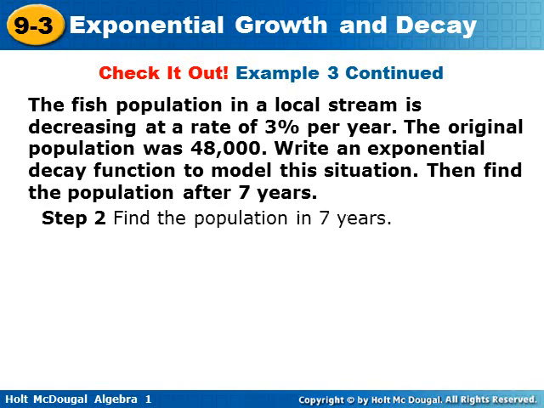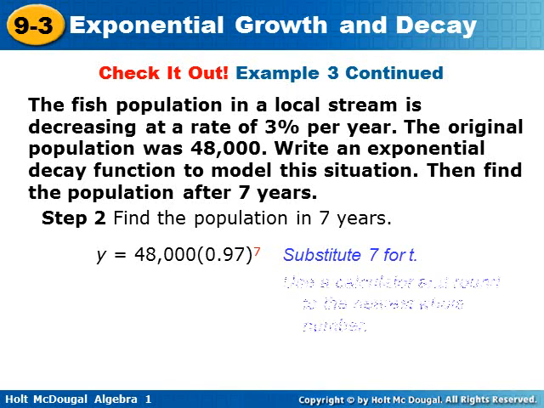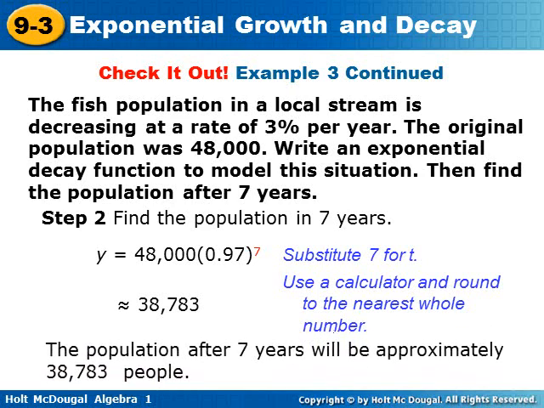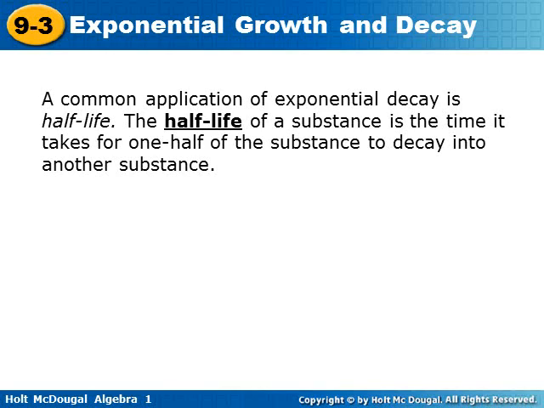And we're going to find the population after 7 years, so we're going to substitute 7 in for t, and we get 48,000 times 0.97 raised to the power of 7. And we use our calculator, and we get 38,783. So the population after 7 years will be approximately 38,783 fish.